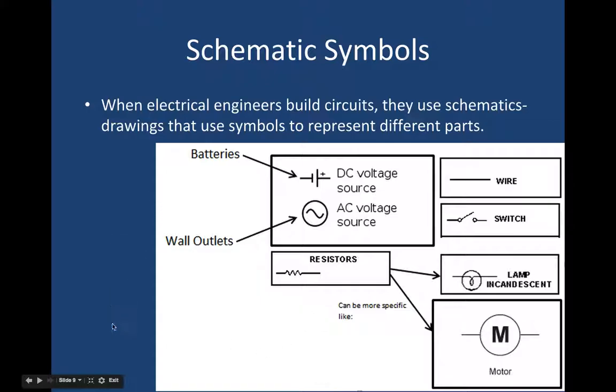Okay, so there we go for electricity and circuits.